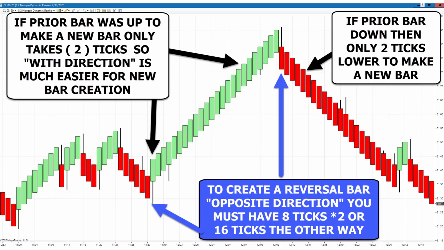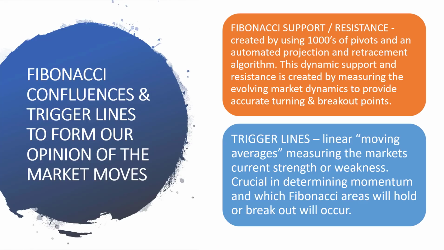And again, the only purpose we're explaining this to you is because this bar structure is going to be instrumental in our trading plan, and it's also going to be instrumental in our Fibonacci support and resistance and our trigger lines, which are going to help us form the opinion of what should happen next in the market. And when you know what's going to happen next, most of the time, you can position yourself profitably.